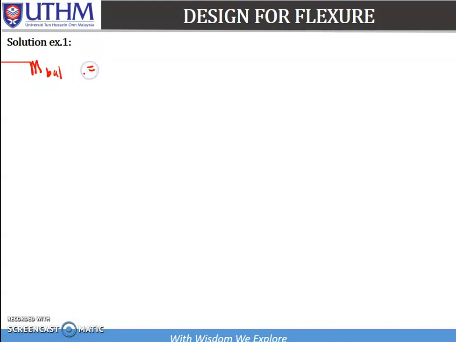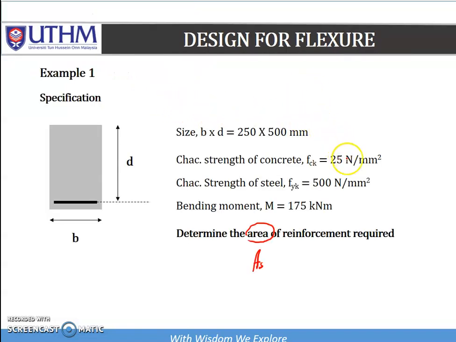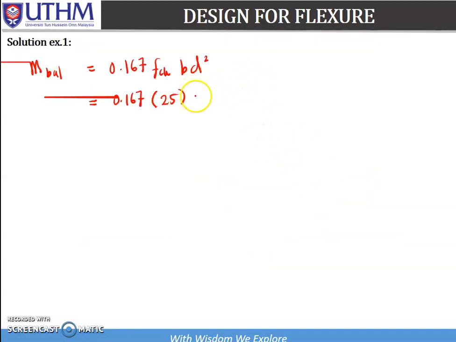M balanced equals 0.167 fck bd squared. So we elaborate: 0.167, and the fck is 25. The fck unit is Newton per mm squared, and the other unit is also mm, so all are the same unit, mm. The b is 250, and the d is 500 squared. Okay, and then we multiply: 0.167 times 25 times 250 times 500 squared.